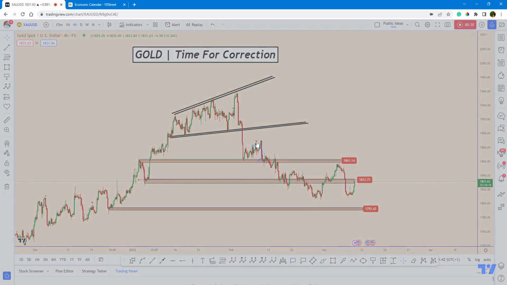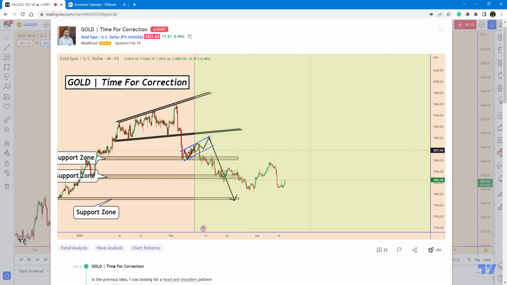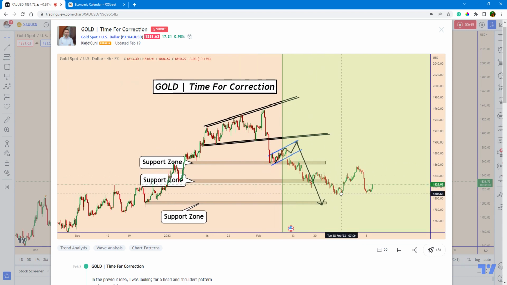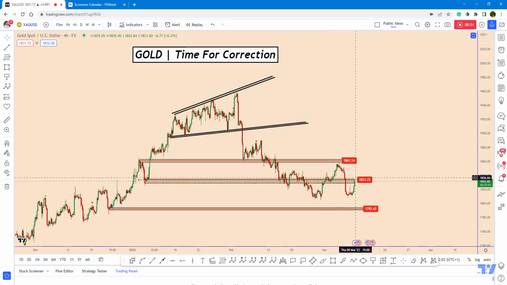Later, I published this analysis. I was expecting this bear flag to take shape here, and later we can see that from this point price moved down very well and it reached almost all the targets. So what may happen in the current position where the price is right now, and the price is already rising at this moment.